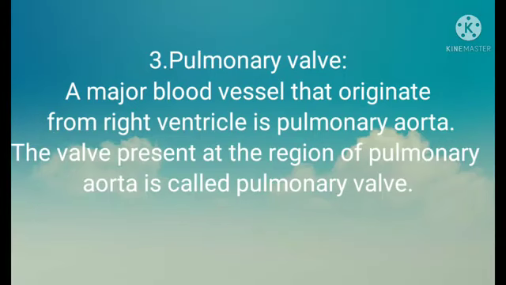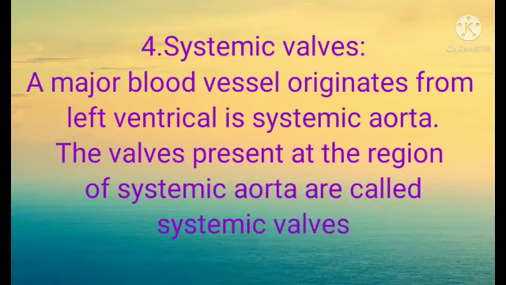Pulmonary valve. A major blood vessel that originates from the right ventricle is the pulmonary aorta. The valve present at the region of the pulmonary aorta is called the pulmonary valve. Systemic valve. A major blood vessel that originates from the left ventricle is the systemic aorta. The valves present at the region of the systemic aorta are called systemic valves.